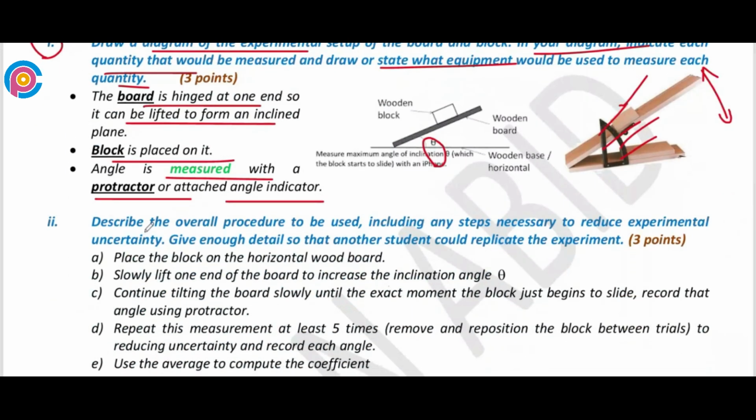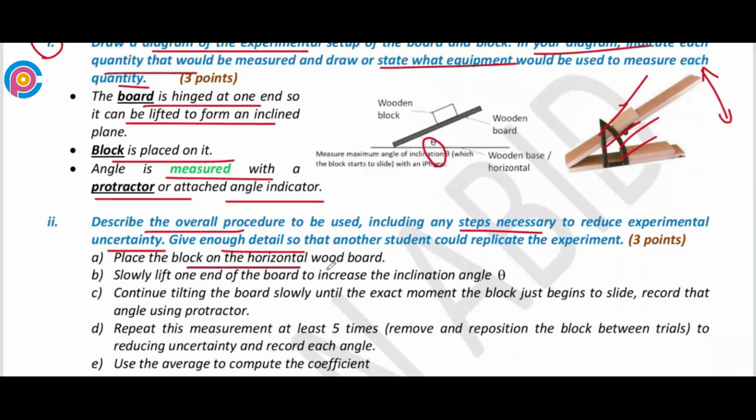Part B of the question: describe the overall procedure to be used, including any steps necessary to reduce the experimental uncertainty. Give enough detail so that another student could replicate the experiment. Okay, 3 points for this. Let's start with the experiment procedure.